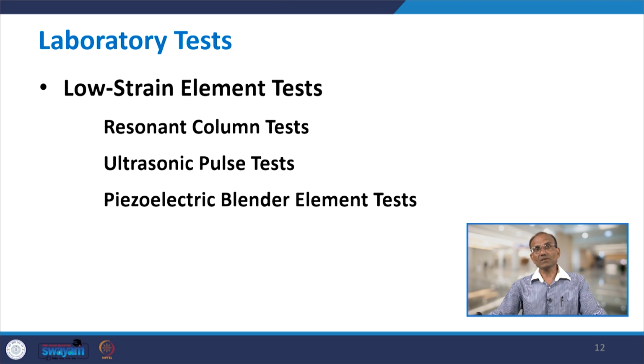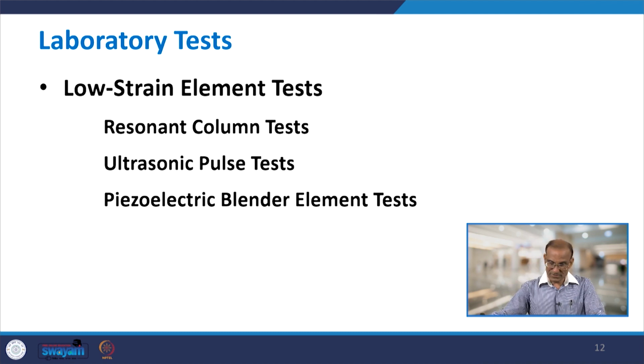Now, we come to the low strain element tests. As I mentioned, we have 3 categories here. One is the resonant column test, second the ultrasonic pulse test, and third the piezoelectric bender element test, which people in short call the bender element. In this lecture we are going to talk about the resonant column, and in the next lecture we will talk about the other two, ultrasonic and piezoelectric.